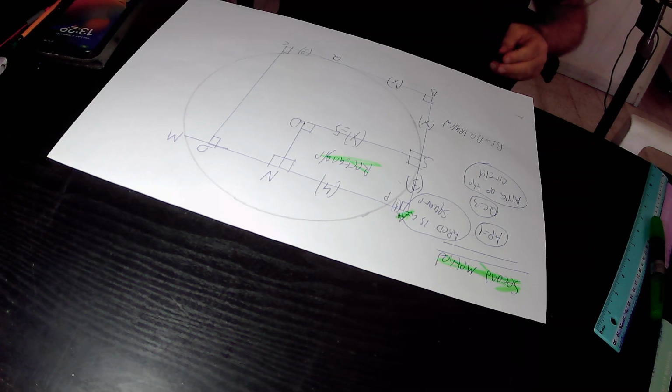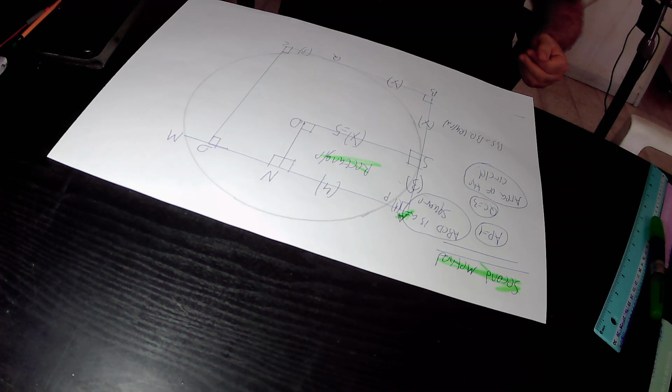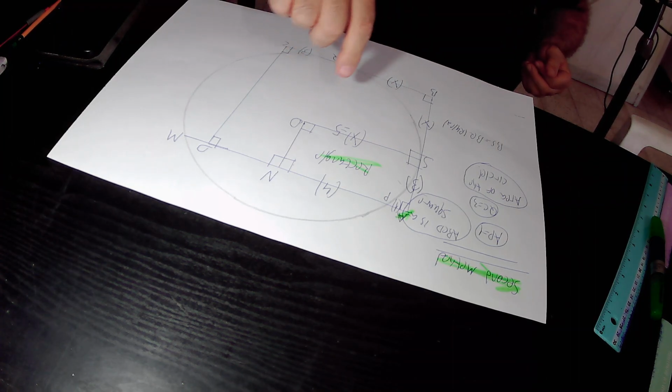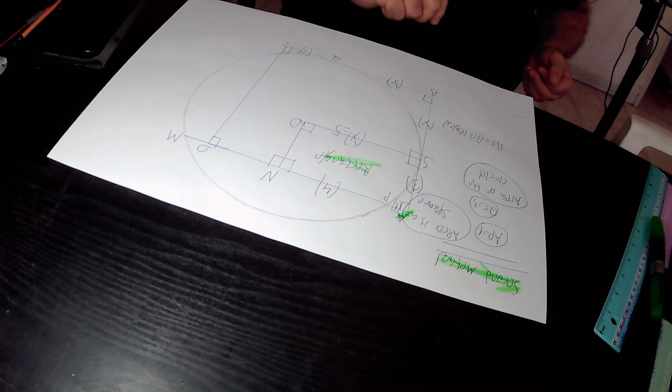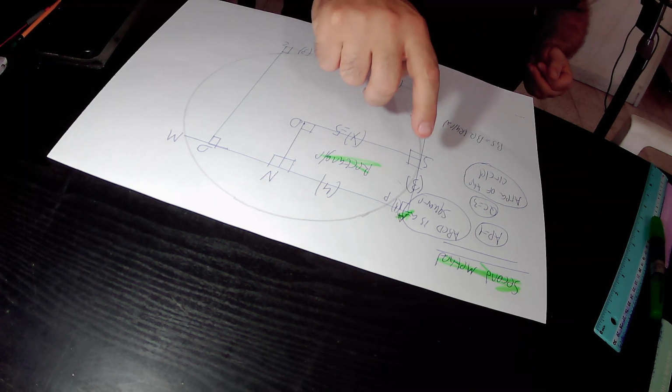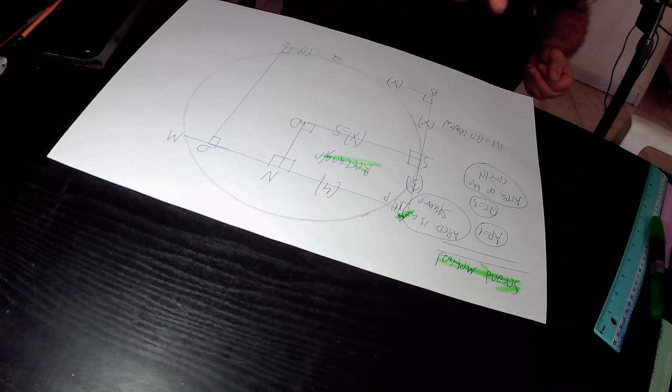So inside quadrangle ONSA, we have 1, 2, 3, 4 right angles, and according to rule 5, any quadrangle that has 4 right angles must be a rectangle, if not a square. So we write that quadrangle ONAS is a rectangle because it has 4 right angles.